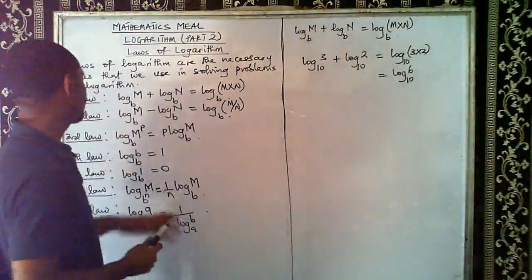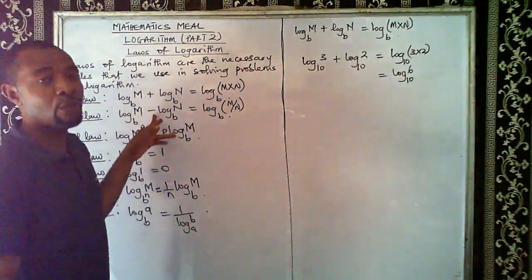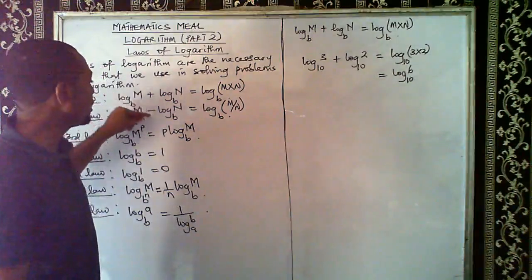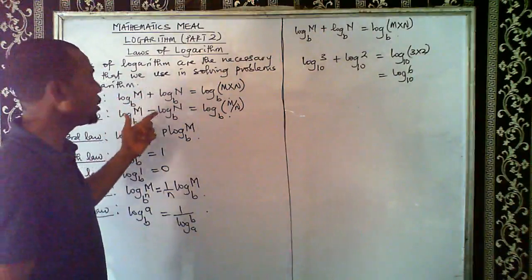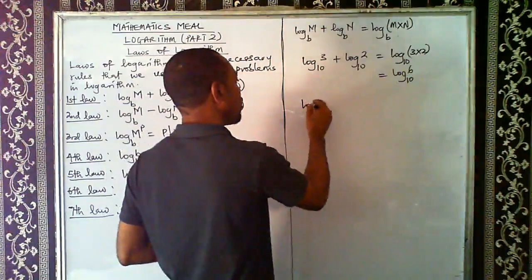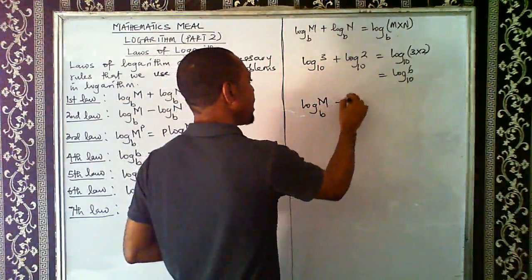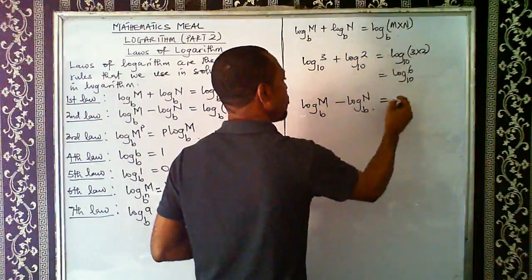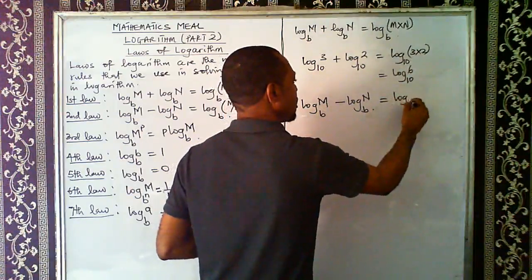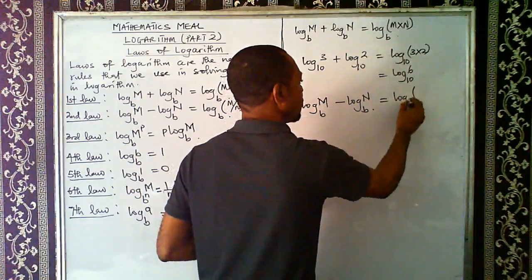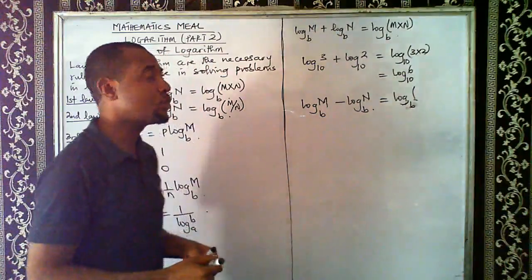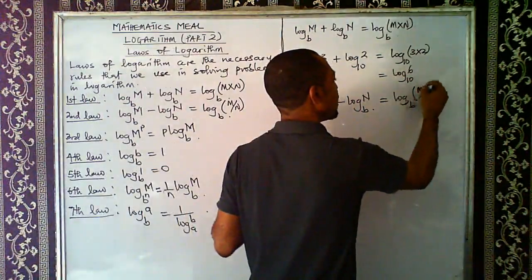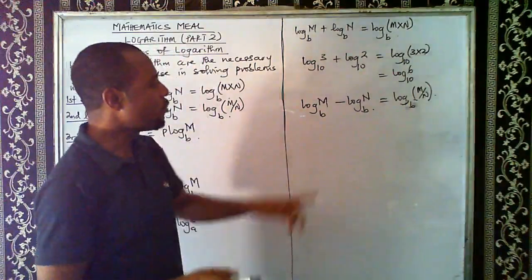The second law. In the second law, we have subtraction. You look at the second law, it looks like the first law. The only difference is the sign between the 2 logarithms. This addition, this one, subtraction. So when I have log m in base b minus log n in base b, when we had addition, we multiply. Now when we have subtraction, what are we going to do? We use the second number to divide the first number. So this becomes m divided by what? N.